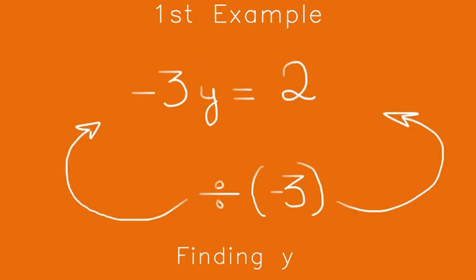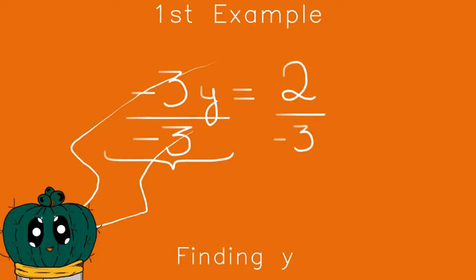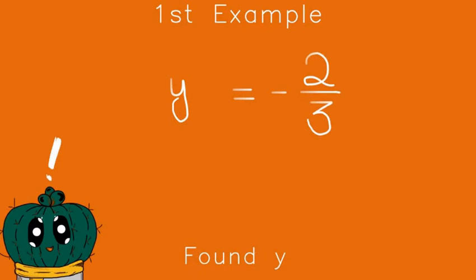And again, because we're trying to find y, we want to get rid of the -3, which is right beside the y. So we can divide both sides by -3. We do that and get rid of the -3 on the left hand side, and on the right hand side we are left with -2/3. So we have found our y in this case.